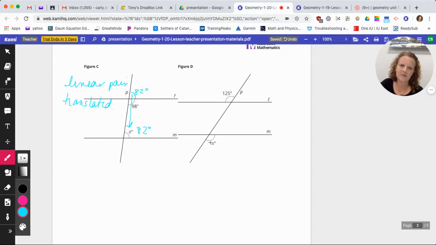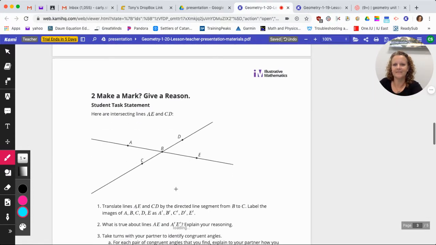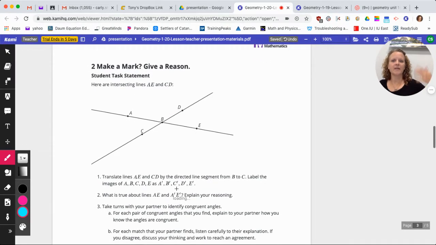Cool. Let's see, I'm trying to get there. So why don't I do my vertical angles first? And then I can translate it. And that would be 125 degrees. All right, so make a mark, give a reason.